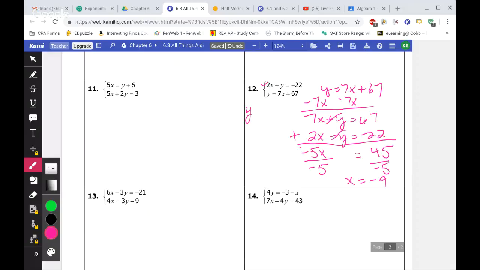y equals 7 times -9 plus 67. It wouldn't matter which one you plugged it into. If you guys would rather have done the first one, you sure could. 7 times -9 is -63 plus 67, so that's going to give me y equals 4. So if I were to graph these two equations, the point at which they would intersect is -9, 4, and that is the solution to this system of equations.